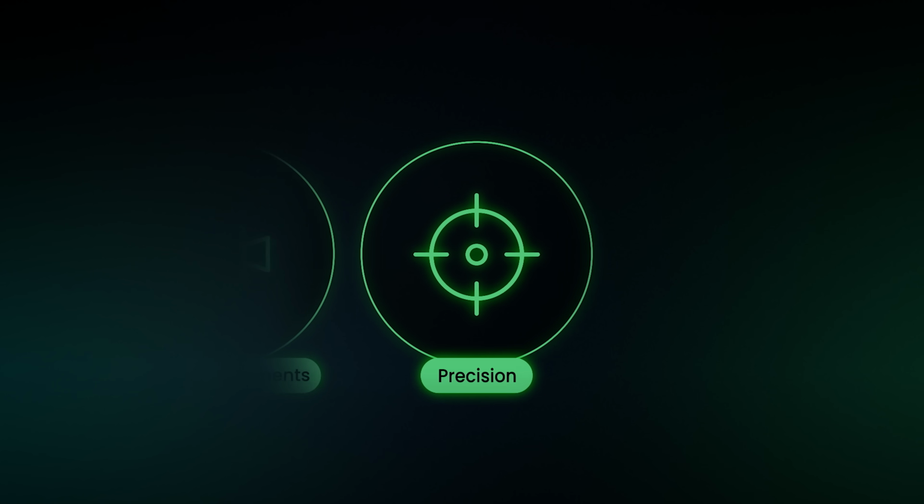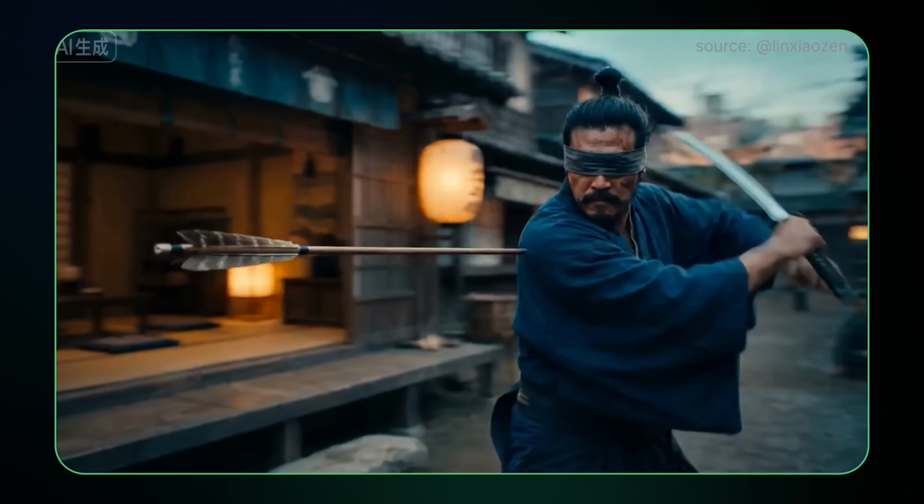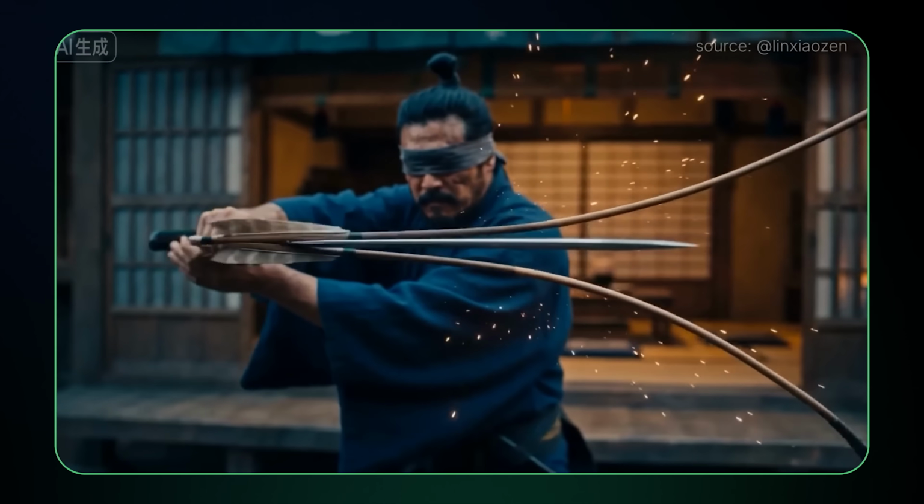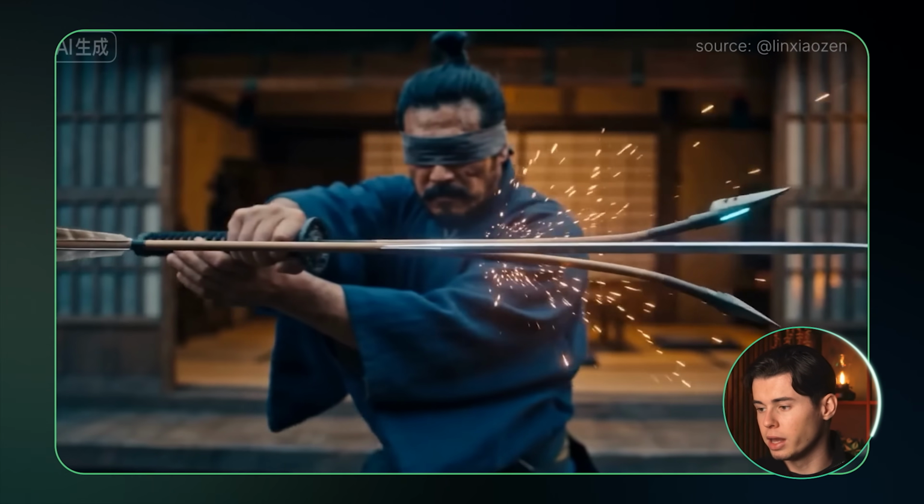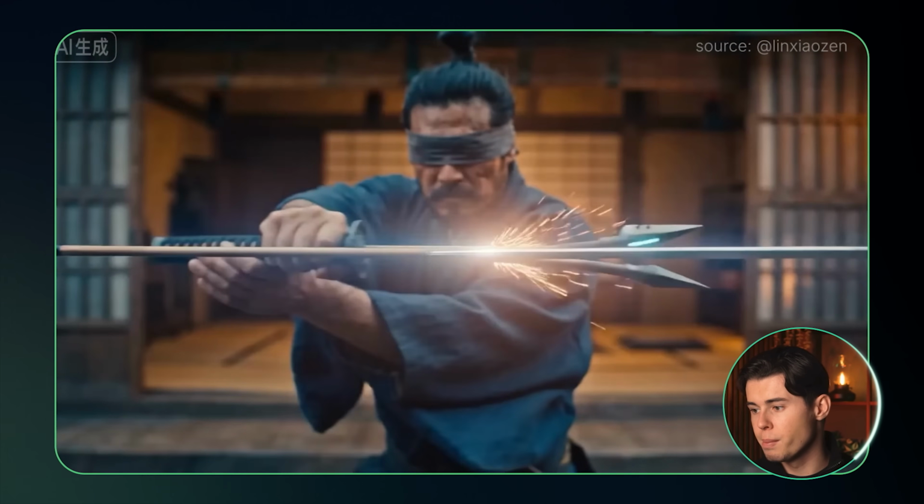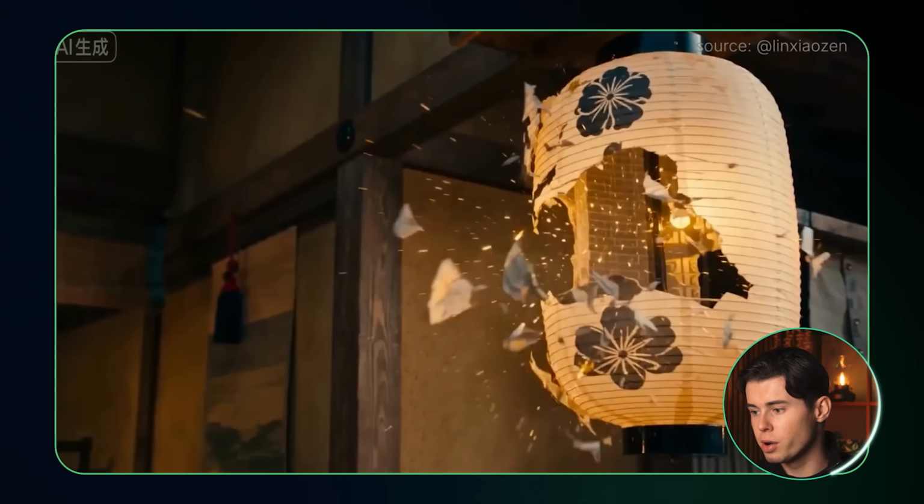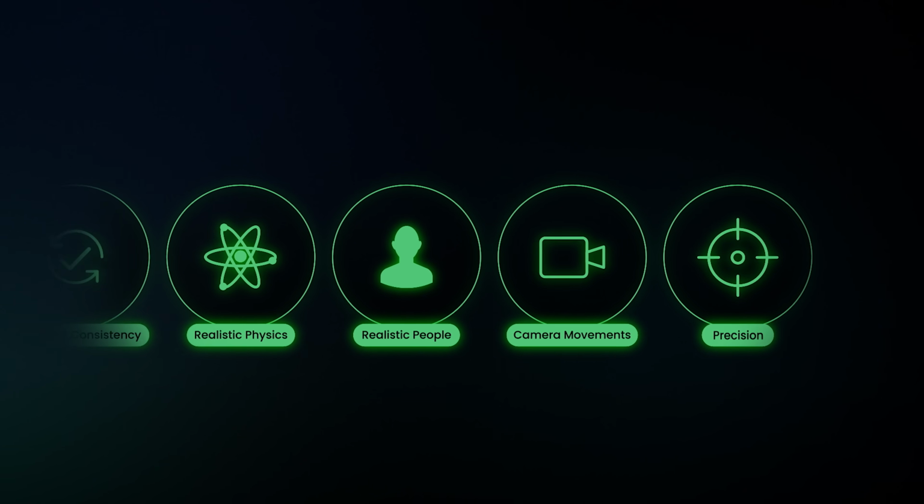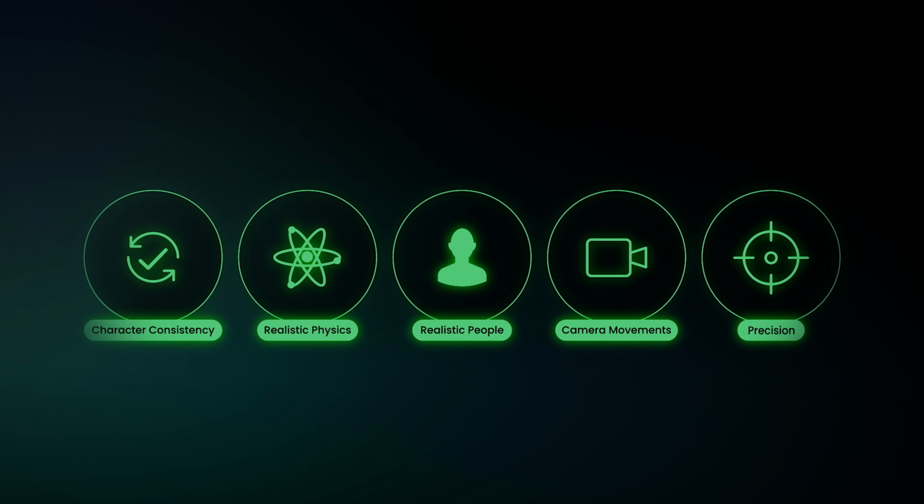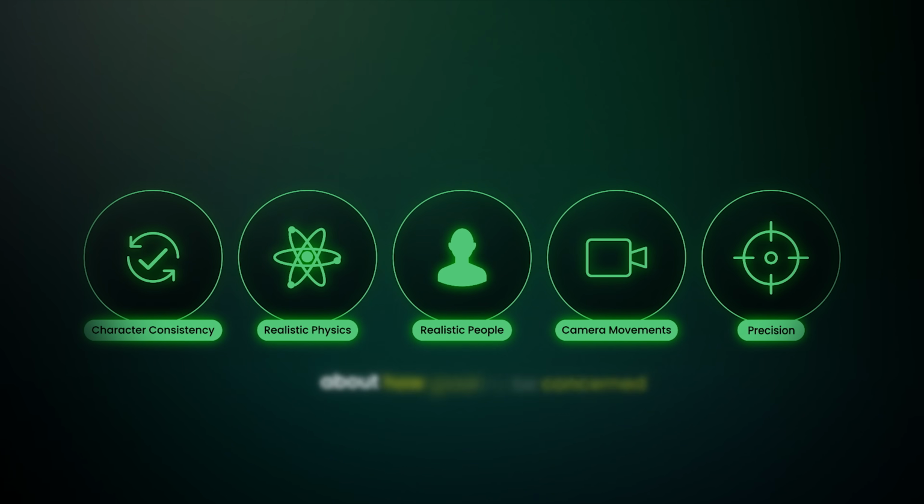I'm talking about precise motion. So let's watch this clip and see what I mean by that. The motion is very clean and precise. The arrow just splits perfectly in half, and I can't see any morphing in the whole clip. So this is definitely another level compared to previous AI models, and honestly, I'm very impressed. I think this is my favorite one from the entire list. Just imagine combining all of these capabilities inside one single video. Hollywood should really be concerned about how good Seedance is.